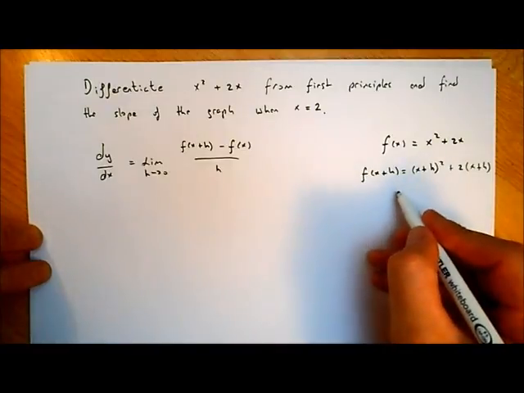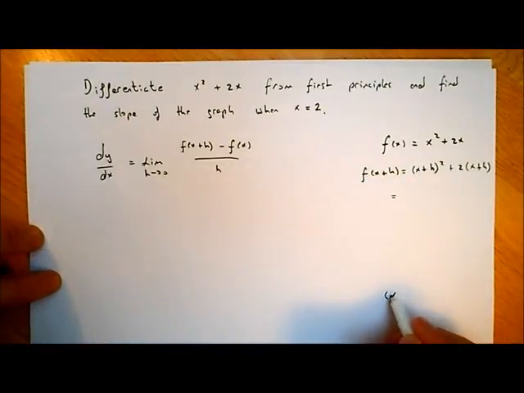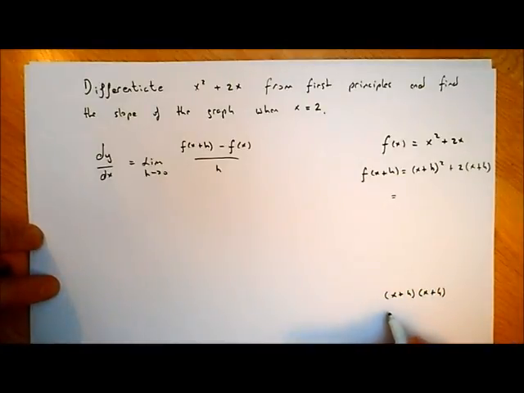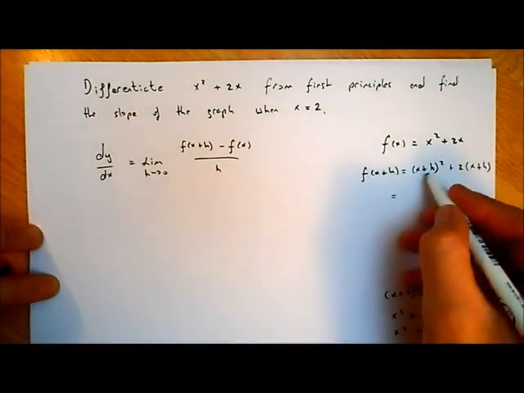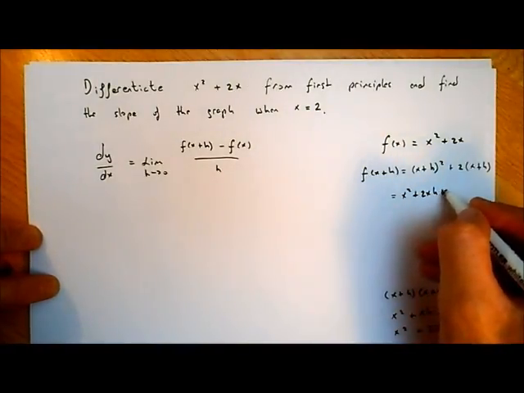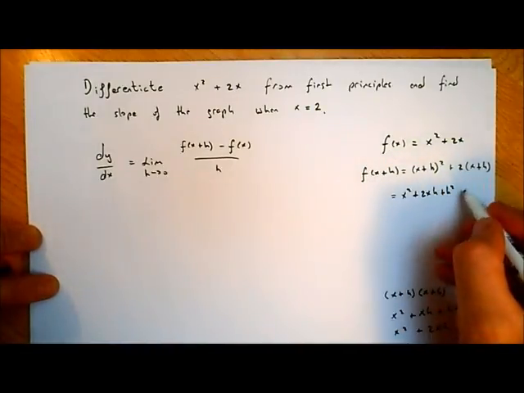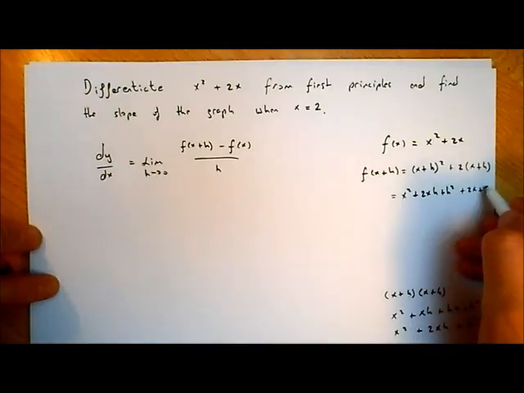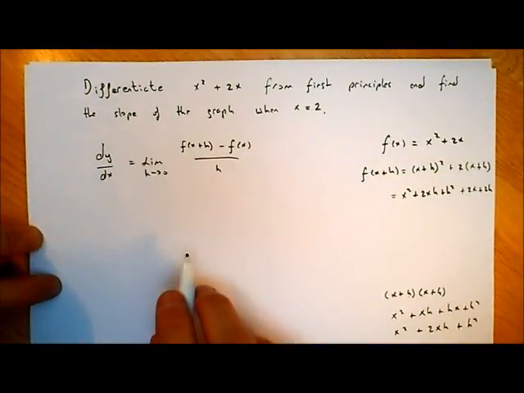So let's simplify that, multiplying out x plus h squared. It's x plus h times x plus h. You should know what that is by now because we've done it a few times. x by x gives x squared, plus xh, plus hx, and h by h gives h squared. So we're left with x squared plus twice xh plus h squared. Now we've got plus twice x, and then plus twice h. Okay, so that's the f of x plus h part.